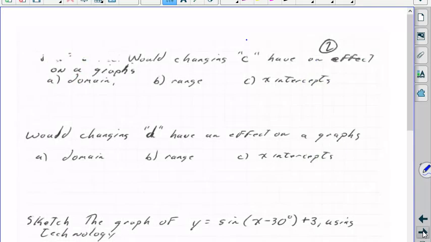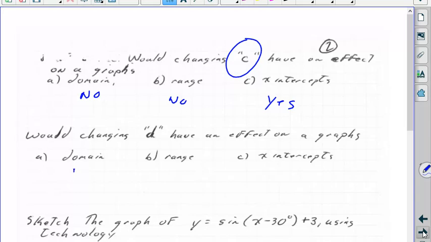So, would changing C, so we're picking the graph up and we're moving it left and right, would it have any effect on the domain? Oh, the domain is all real numbers? No, picking up, moving, it ain't going to change it. Will it affect the range? No, range is vertical. Range is this way. So if I pick it up and move it up, yes. My x-intercepts, it will change. Because we've got our x-intercepts from our stretch graph, then we pick that graph up and we move it pi over 2 units left or pi over 2 units right.